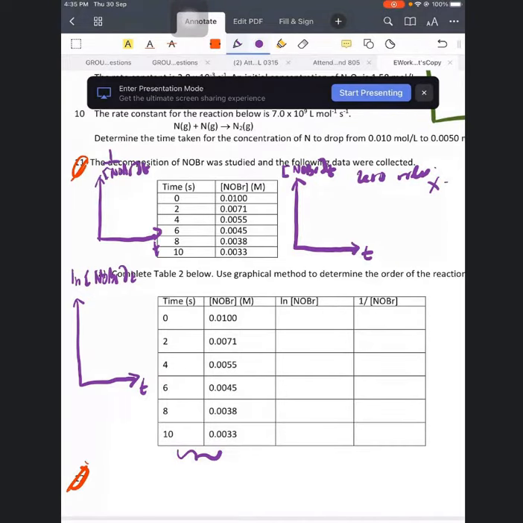Okay. So ln[NOBR] ni maknanya dalam kalkulator tu kena tekan ln 0.01. Kalau ada kalkulator tolong tekan sama-sama. Ln 0.001 you all dapat apa? Negative 4.61. Okay, negative 4.61. Okay, lepas tu 0.071 pula dapat berapa?